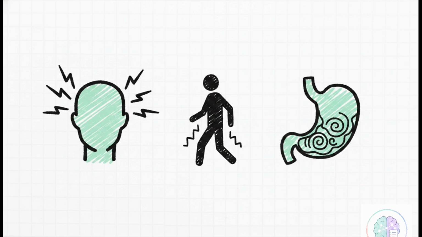You're frequently going to see patients suffering from persistent, severe headaches. You will likely notice a distinct loss of physical coordination, or ataxia, really affecting their gait. And gastrointestinally, this mounting pressure often manifests as severe bouts of nausea or vomiting.